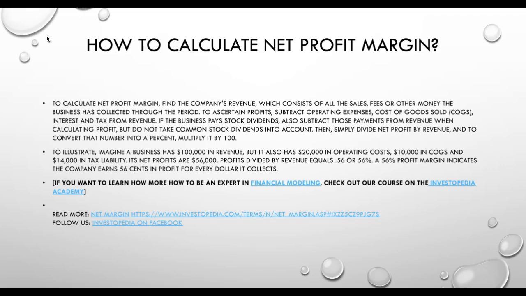So to illustrate, imagine a business has $100,000 in revenue, but it also has $20,000 in operating costs, $10,000 in cost of goods sold, and $14,000 in tax liability. Its net profits are then $56,000. So you've got profits divided by revenue equals 0.56 or 56%. A 56% profit margin indicates the company earns 56 cents in profit for every dollar it collects. Again, I found this on Investopedia, and it is a really good tool, guys, when you want to see something illustrated and get formulas.